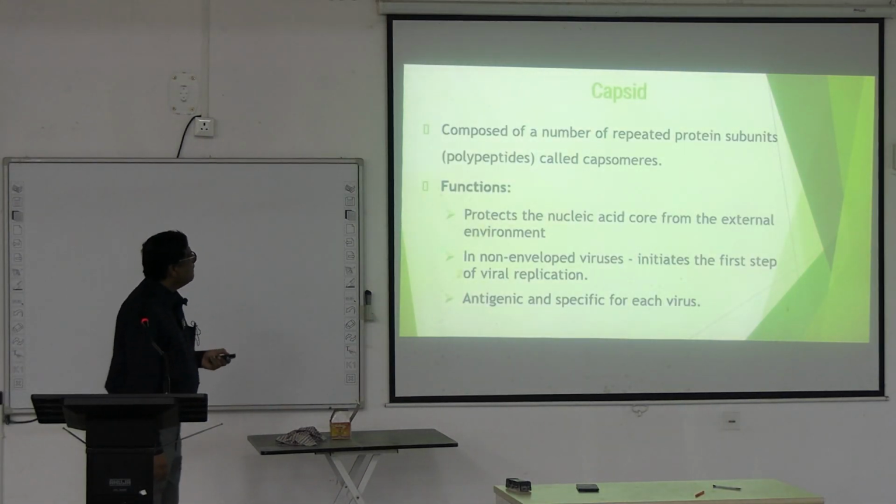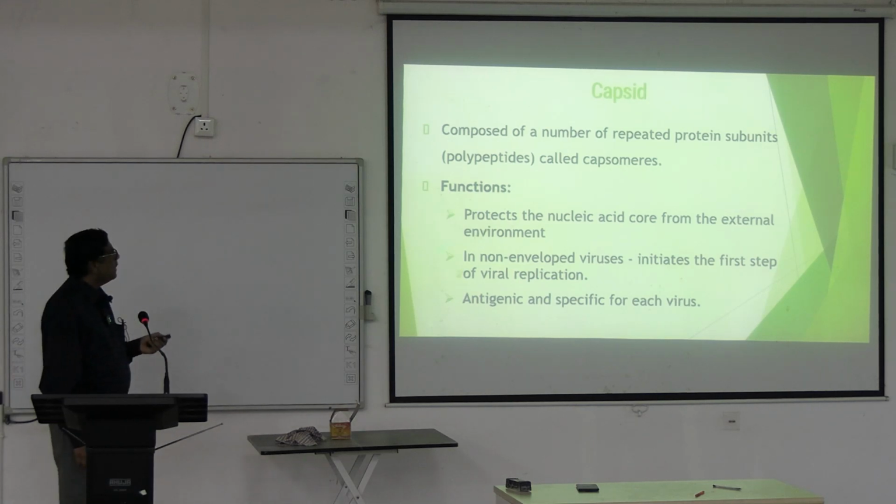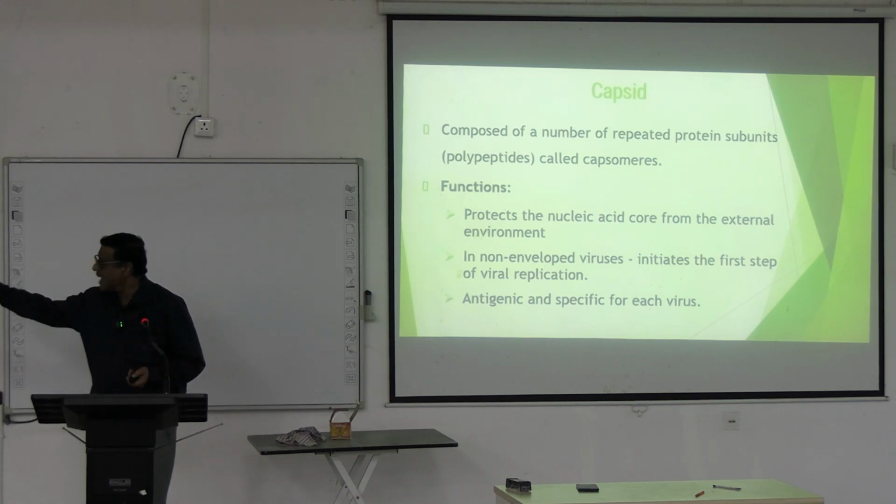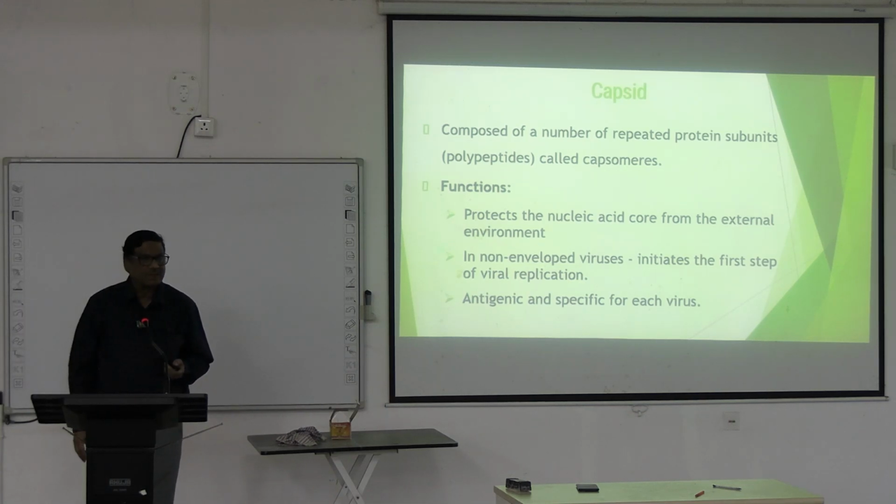Capsid is composed of a number of repeated protein subunits, polypeptides called capsomeres. The function is to protect the nucleic acid core from the external environment, and in non-enveloped virus, initiate the step of viral replication, and it is antigenic and specific for each virus. So when there is no envelope, the nucleic acid and capsid form the entire virion. In an enveloped virus, the envelope is included in the virion, but in a non-enveloped virus, the envelope is excluded from the virion particle, the infectious particle.